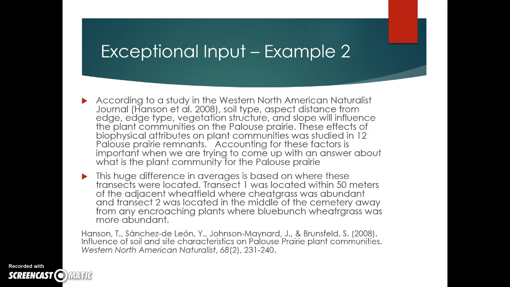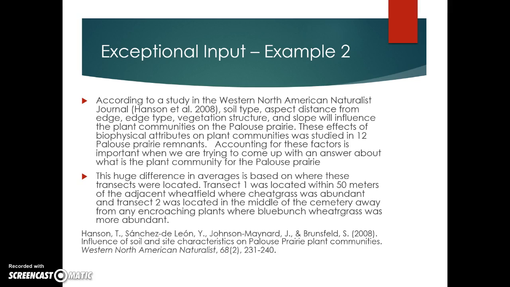Here's another one where the student just did an exceptional job of finding a good paper to support their data. So the person found a paper by Hansen et al. from 2008, and that paper was called The Influence of Soil and Site Characteristics on Palouse Prairie Plant Communities. It was done from right around here in Moscow. It was published in a reputable journal, and in that paper the writer of this memo said that the soil type, aspect, distance from edge, edge type, vegetation structure, and slope influenced the plant community of the Palouse Prairie.